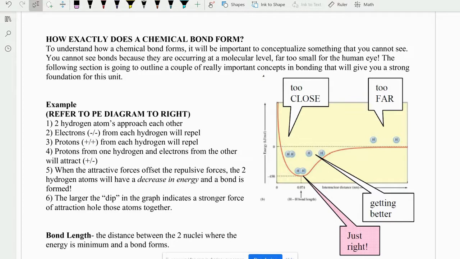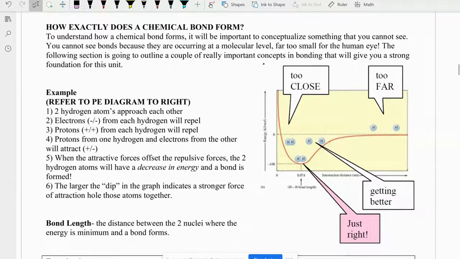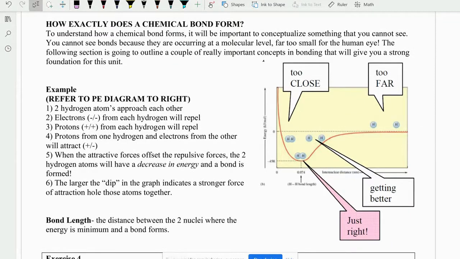So right now, we're going to outline a couple of really important concepts in bonding that will help give you a strong foundation for this unit. We're going to start off by looking at this potential energy diagram here to the right. Now, this is a potential energy diagram of a simple covalently bonded molecule between two hydrogen atoms.